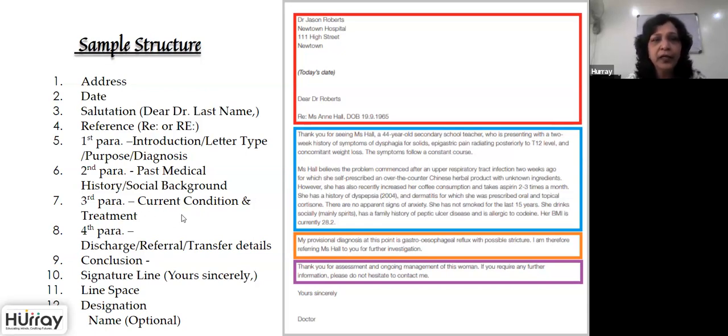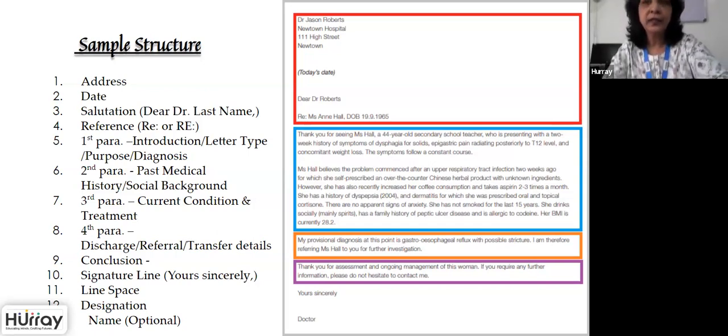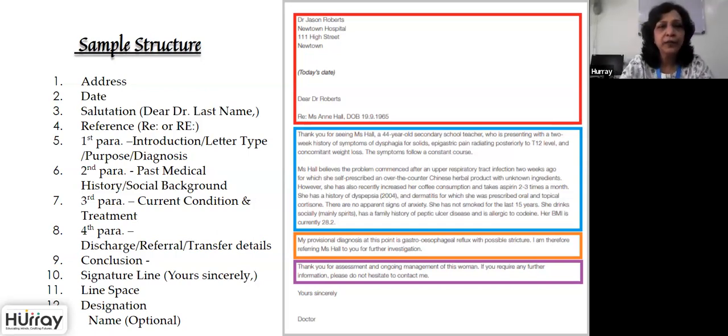And the third paragraph, the current condition and treatment, has to be explained in detail, which means after the patient comes to your facility, what are the tests done? What are the symptoms the patient came with? What were the tests conducted? What were the results of the tests and the diagnosis?